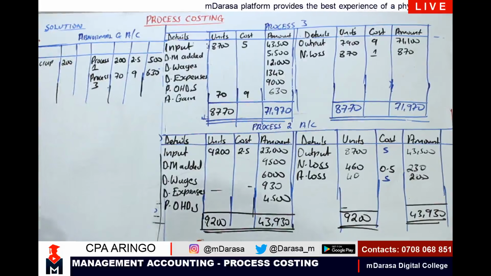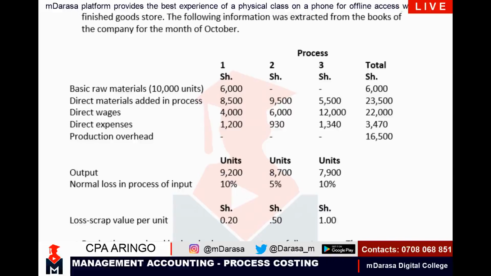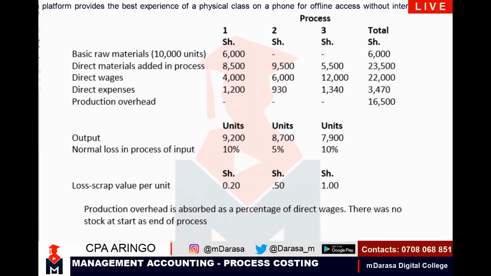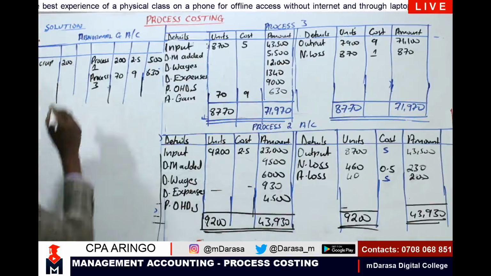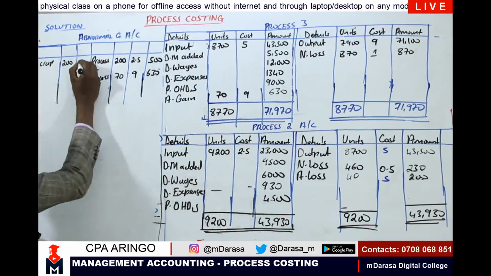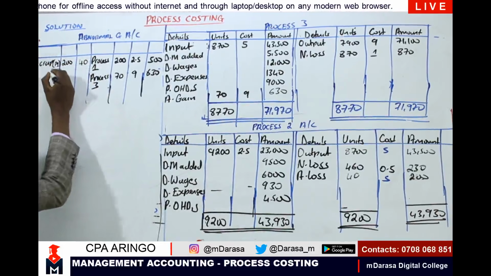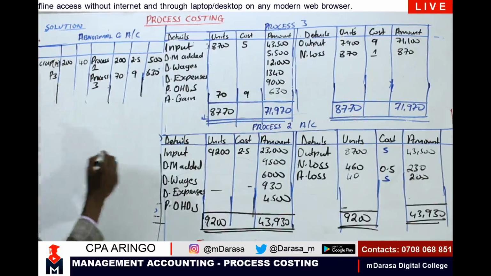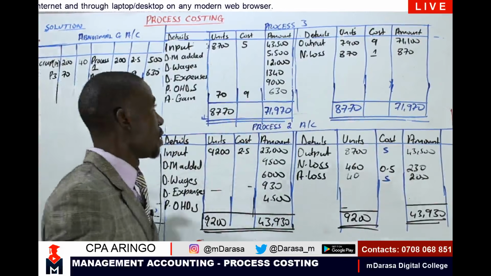Process 1, what is the scrap value? If we go to our question, the scrap value for process 1 was 0.2. So it should be 200 by 0.2, that should give us 40. This is process 1. Scrap for process 3, I'm having 70 by scrap, in this case we had 1, so 70.